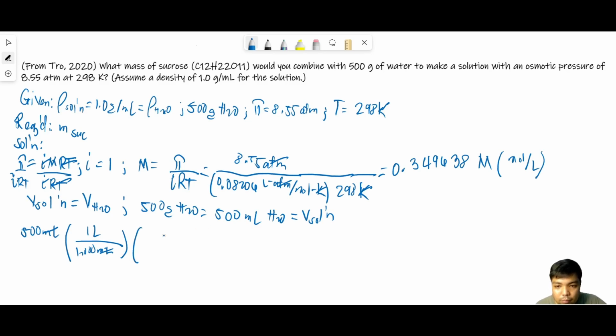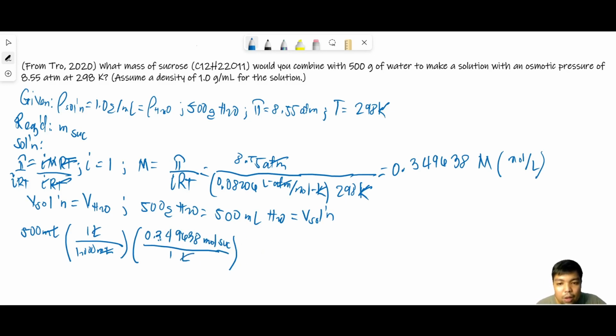Since we need to cancel out the liters so that only the unit mole will remain, the liter will be at the denominator of the second conversion factor. So it will be 1 liter, and the moles will be at the numerator. So it will be 0.349638 mole of your sucrose per 1 liter of your solution. So that will cancel out.